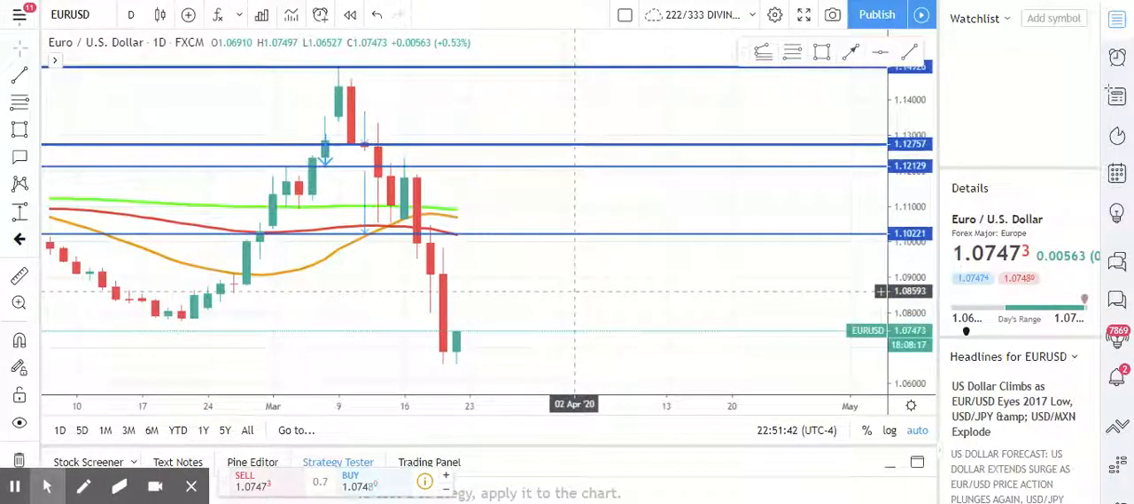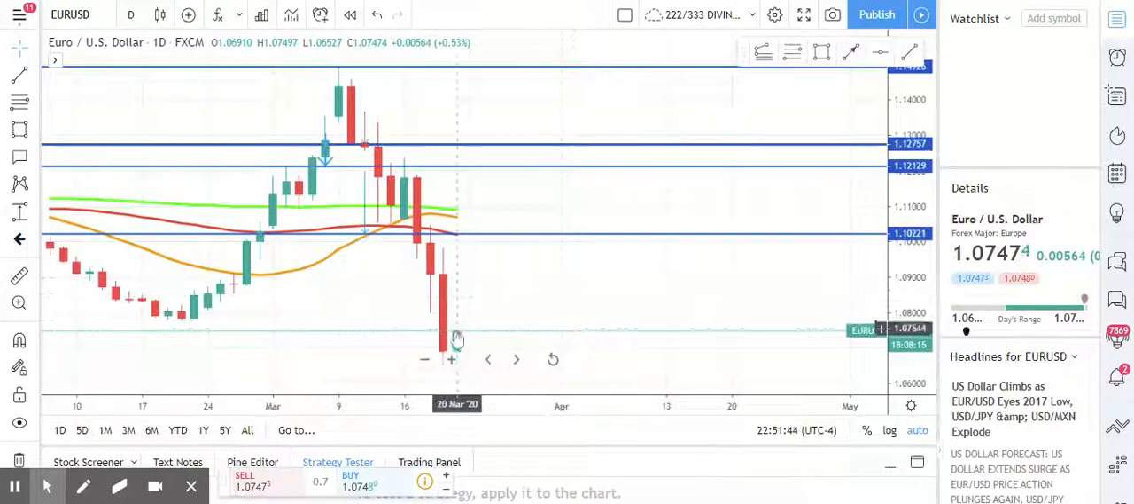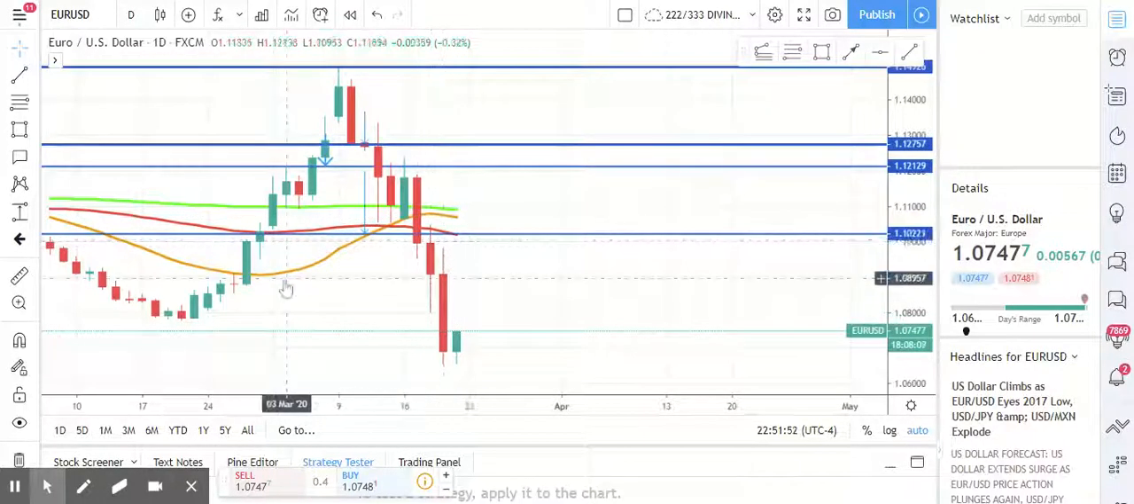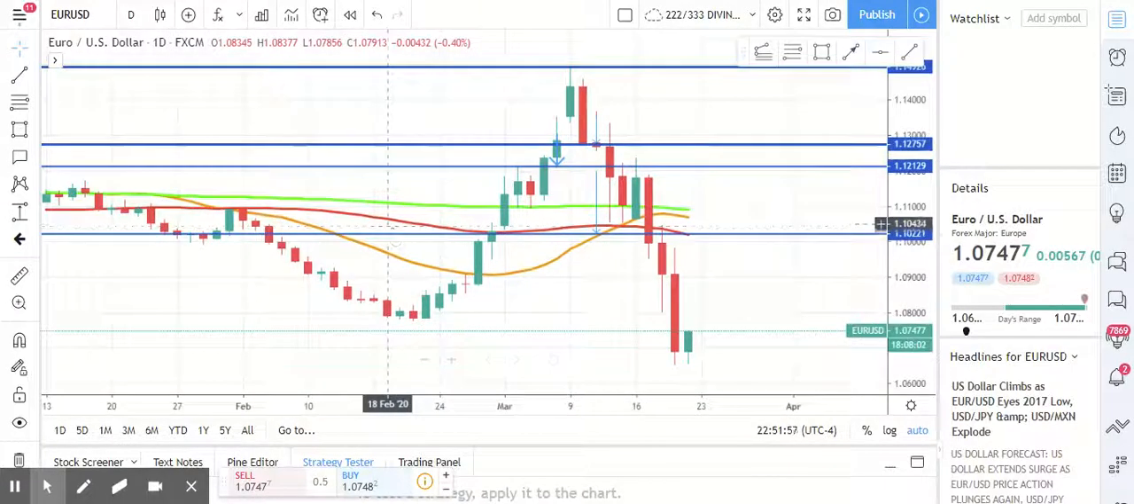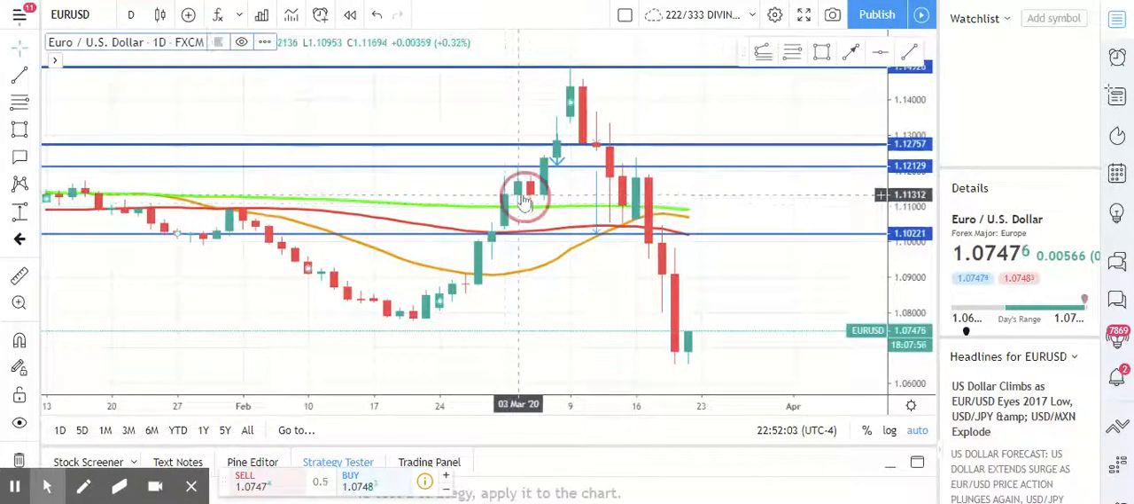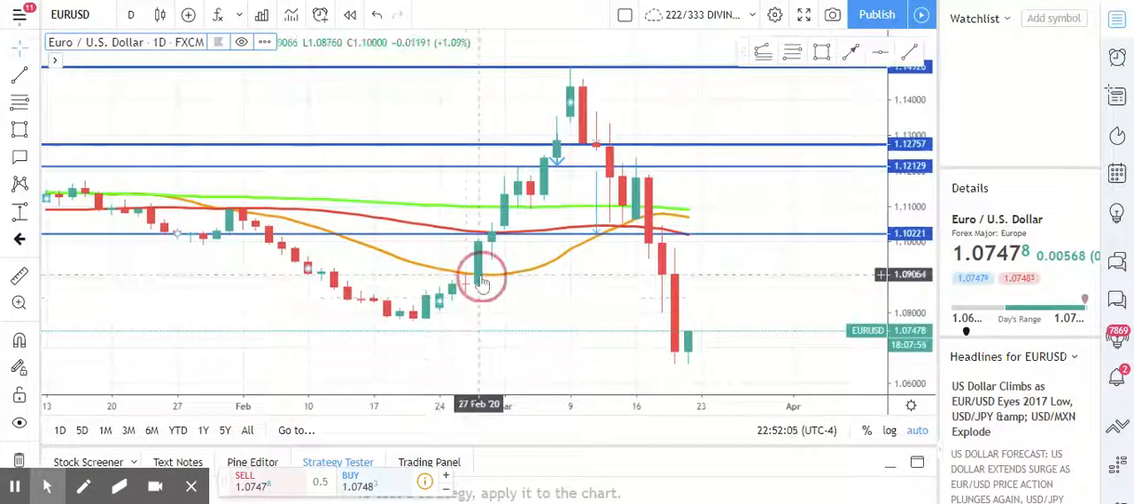Just remind yourself that when price is below the moving averages, it's going to try to get back to it as soon as possible. It does not like to be away from it. Look at all this. Price was getting away, and it was like, I want to come back. Hey, how you doing?